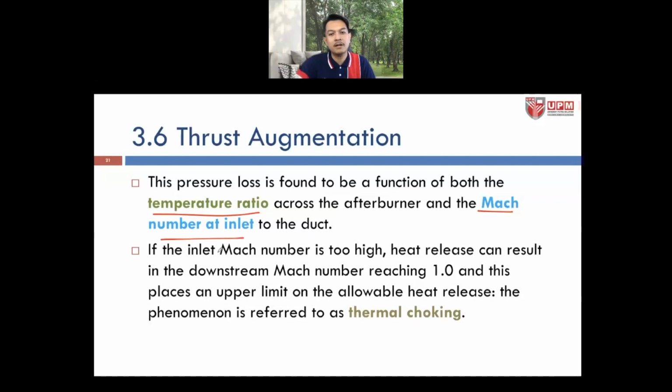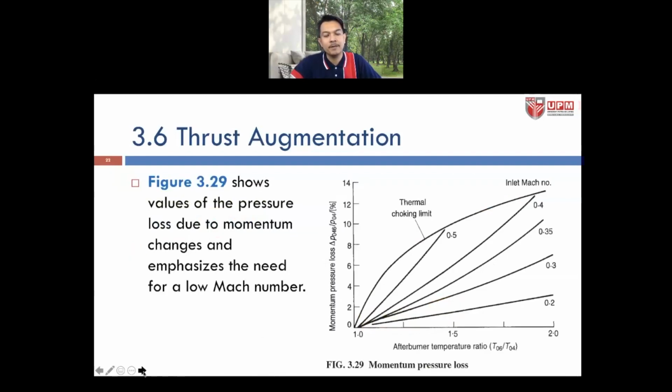If the inlet Mach number is too high, heat release can result in the downstream Mach number reaching 1.0, and this places an upper limit on the allowable heat release. This phenomenon is referred to as thermal choking. Okay, we have a new term here, which is called thermal choking.